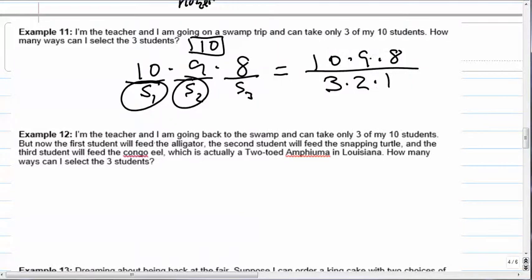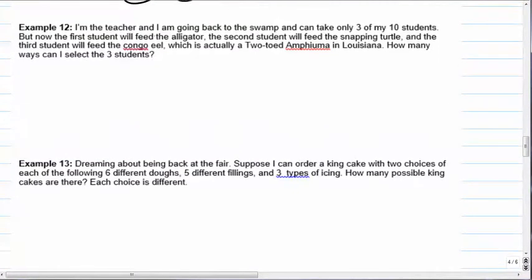Moving on to number 12. Again, stop the video, read the problem. Going on a field trip, same thing. 3 students out of 10. But now, first student feeds the alligator. Second student feeds the snapping turtle. Third student feeds the conga eel, which is actually a 2-toed amphibian in Louisiana. How many ways can I pick my 3 students?